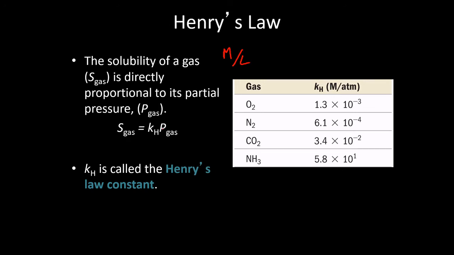It is equal to Kh, which is a constant. This is called Henry's constant, or Henry's law constant, times the partial pressure of the gas over that liquid. So what is the pressure of the gas that is in contact with the surface of the liquid? The Henry's law constant here is going to be different for every different material.